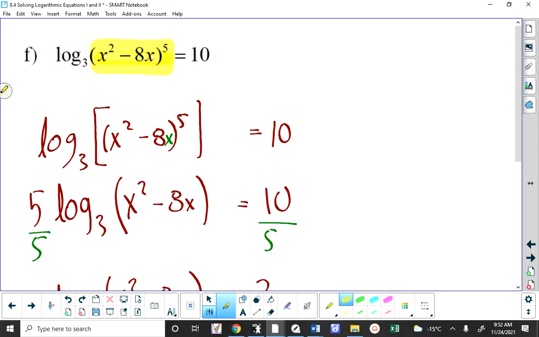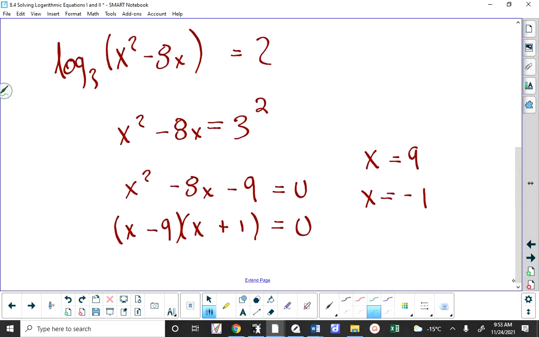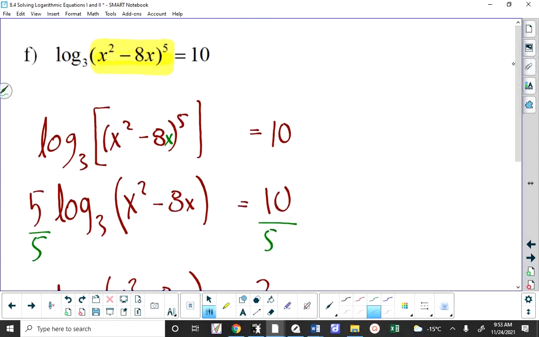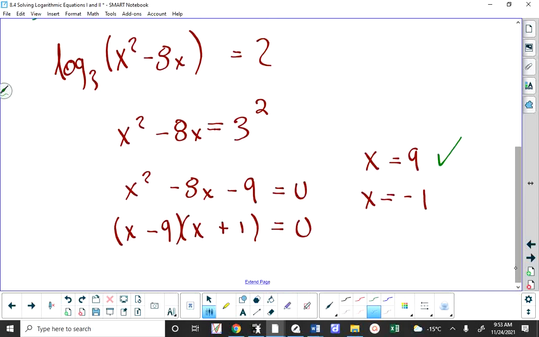If I put 9 in, was 9 one of the solutions? I'll have 9 squared minus 8 times 9. I think that's 9, which is a positive number. A positive number raised to an odd exponent like 5 will give you a positive result, which means 9 is okay. What do I get if I put negative 1 in? Well, negative 1 squared is positive 1. Minus 8 times negative 1, I also get a positive number. Because minus 8 times negative 1 is the same as plus 8 times positive 1. So both of these are valid.